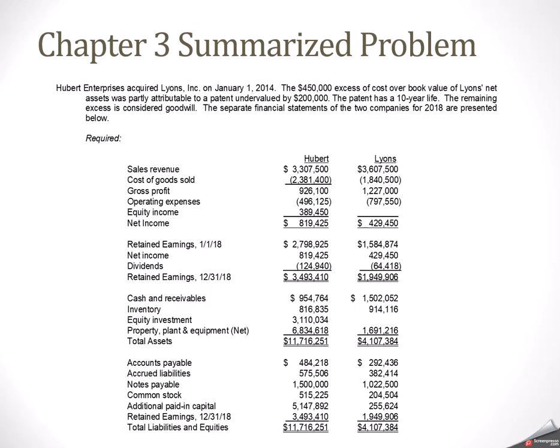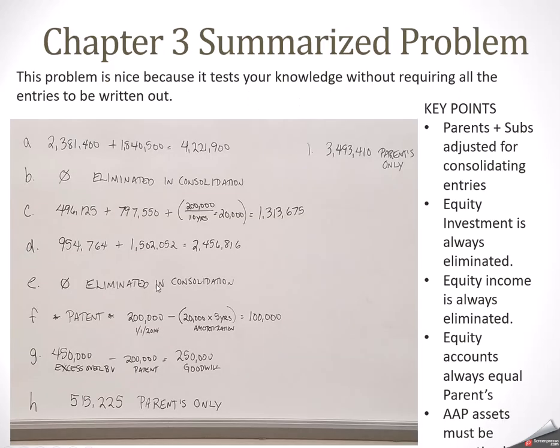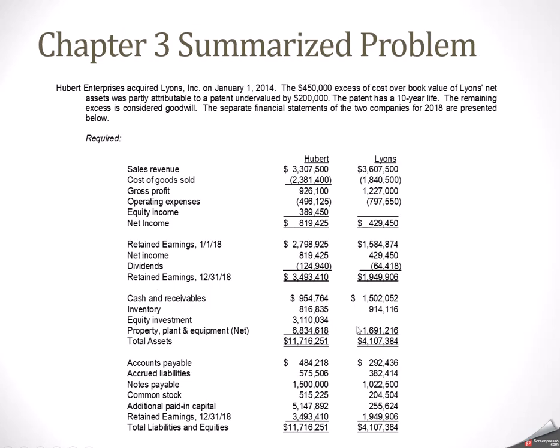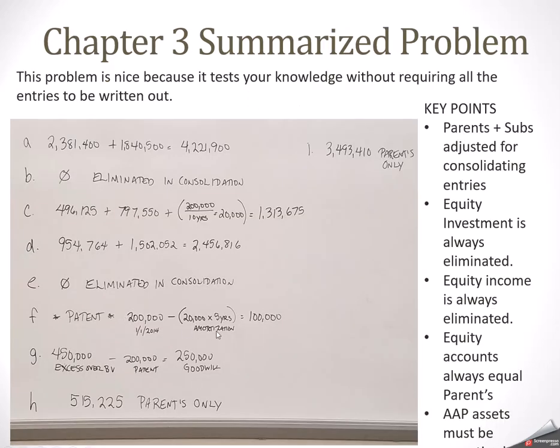Then E is our equity investment. So again, remember the rule, we're going to eliminate that completely in consolidation, so that's going to be 0. Then F is our patent. So again, the patent, if we look back here, there is no patent on the books anywhere, but we know we're going to add it in consolidation, and we are now 5 years out. So then we want to take the patent's value at the date of the acquisition, subtract out 5 years of amortization, so our ending balance of that patent is going to be $100,000. So again, look at the dates, make sure you amortize it out for the right amount of years.